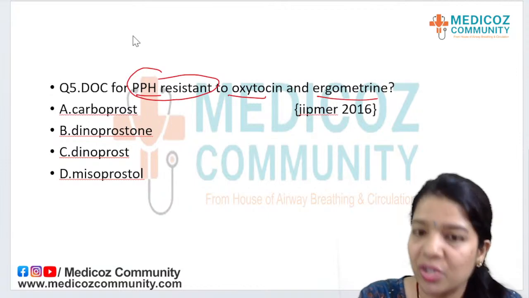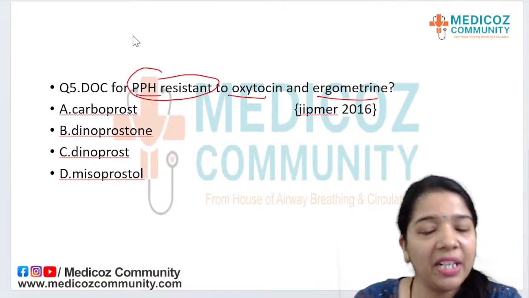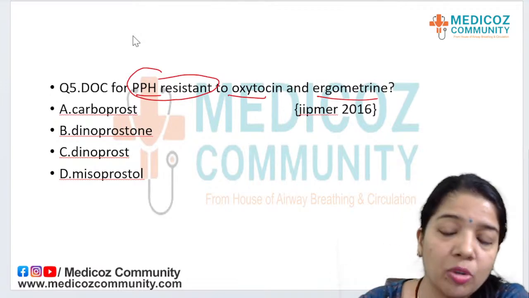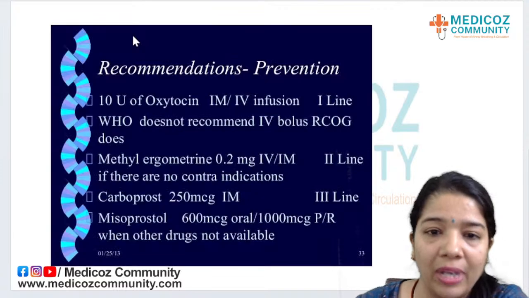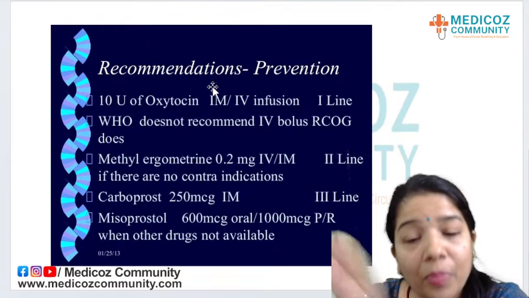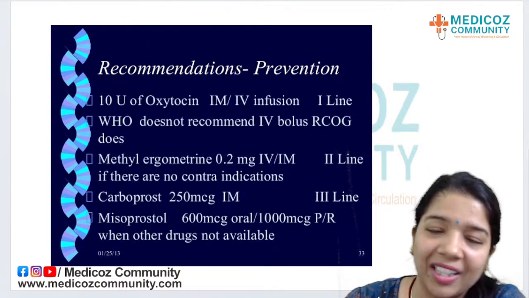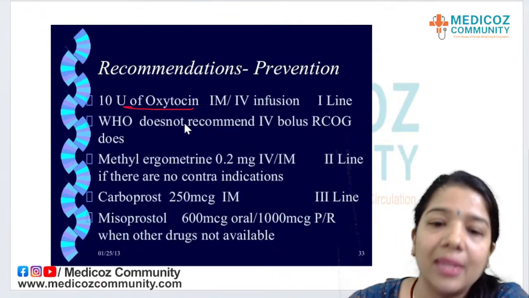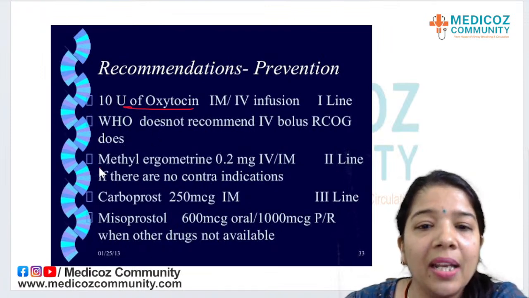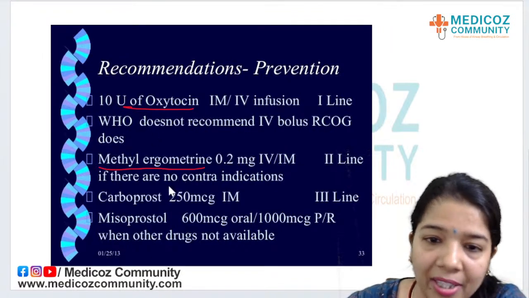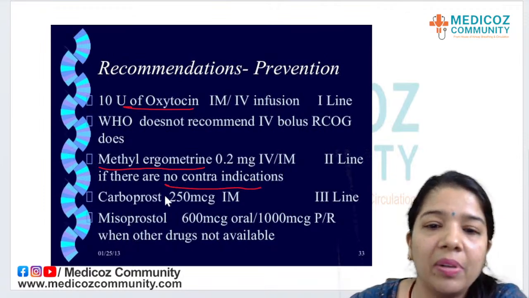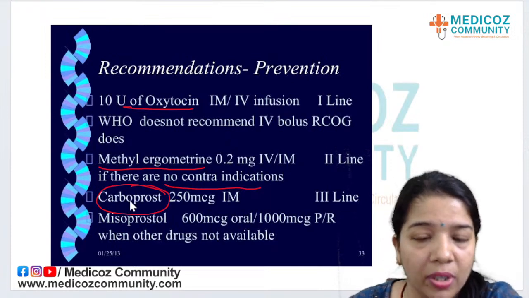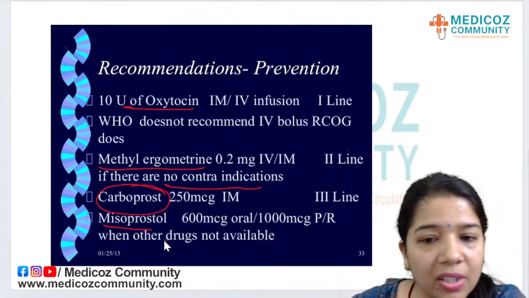PPH का preventive measures अलग होते हैं and PPH के treatment measures अलग होते हैं, ओके। PPH का preventive measure is most commonly the active management of third stage of labor. Remember, अगर PPH को prevent करना है तो it is what, active management of third stage of labor, जिसमें हम क्या देते हैं, 10 units of oxytocin देते हैं. Sometimes if oxytocin is not there, then even methyl ergometrin can be given, provided there are no contraindications. Third line will be carboprost. Okay, in prevention as well as in treatment, it's the same order. Misoprostol can also be given when other drugs are not available.